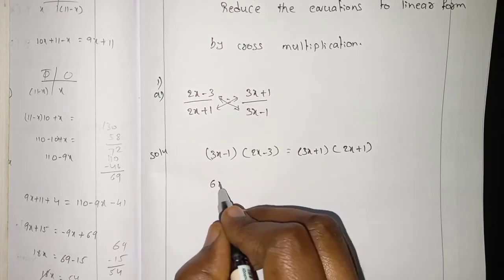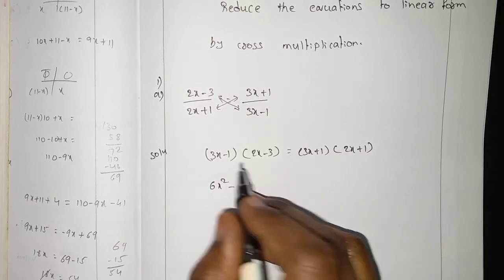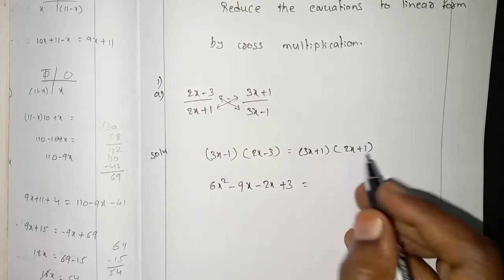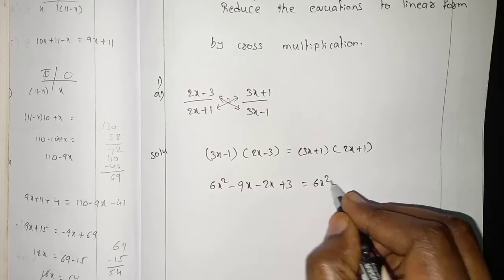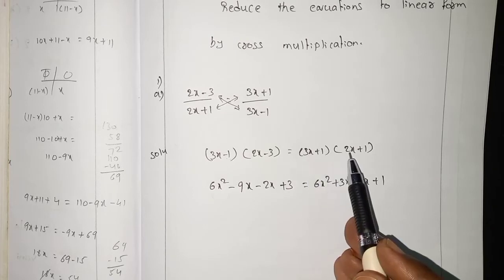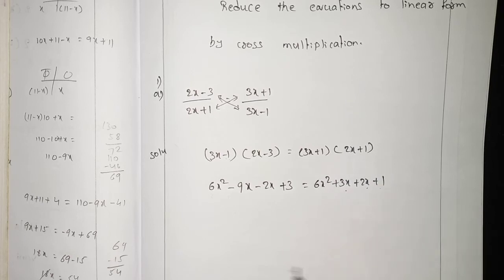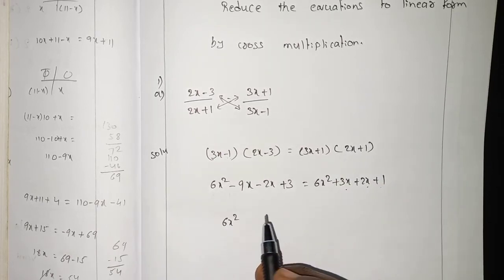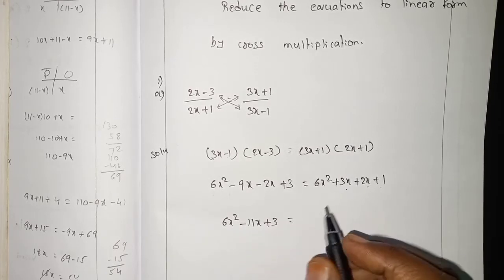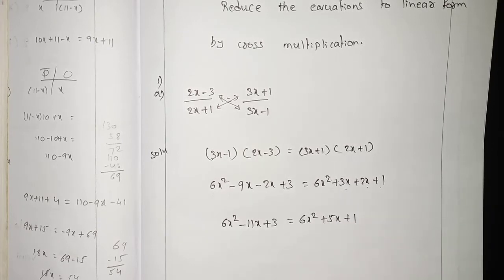3 2s are 6, x square; 3x into minus 3, 3 3s are minus 9x; minus 2x; 1 into 3, 3. Again, 3 2s are 6, x square plus 3x plus 2x plus 1, right? 3 2s, 6x square; 3x into 1, 3x; 1 into 2x, 2x; 1 into 1, 1. 6x square minus 9x minus 2x, minus 11x plus 3, equals 6x square plus 5x plus 1.